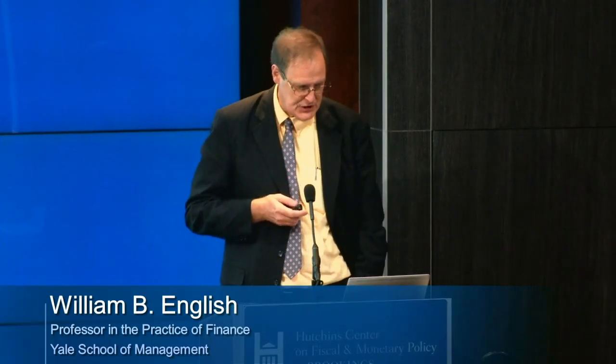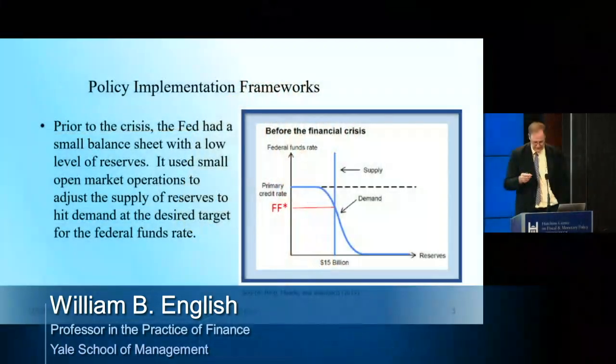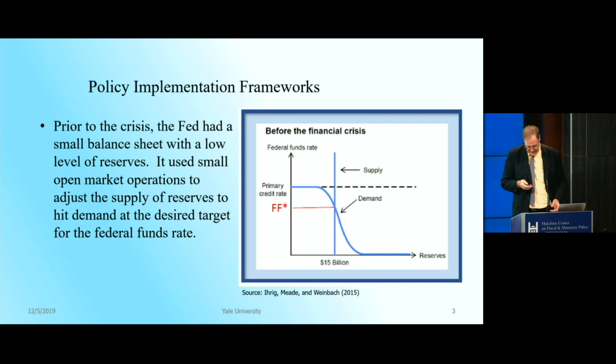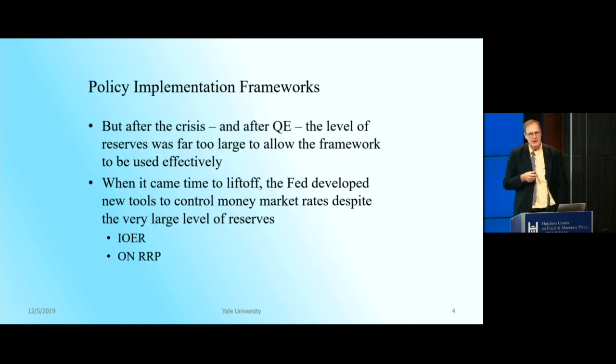So going back to the pre-crisis era, as many of you know, the Fed had a small balance sheet. It had a low level of reserves. The desk went in every day. It did operations to try to adjust the supply of reserves to intersect the demand curve for reserves at the desired federal funds rate. And that system worked fine. But as Trish noted, after the crisis, that system didn't work anymore. Basically, after QE, the level of reserves was too big. Those sorts of small daily interventions weren't really feasible.